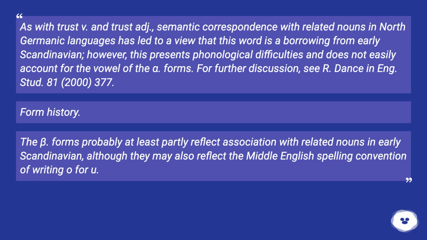For further discussion, compare Dance in English Studies 81, 2000, 377. Form history: the beta forms probably at least partly reflect association with related nouns in early Scandinavian, although they may also reflect the Middle English spelling convention of writing O for U.